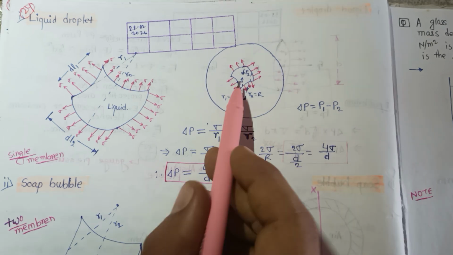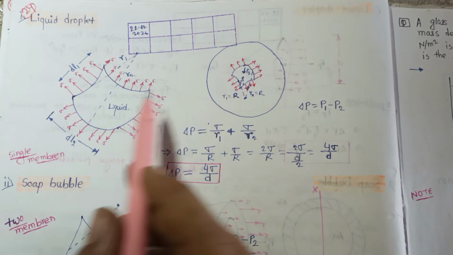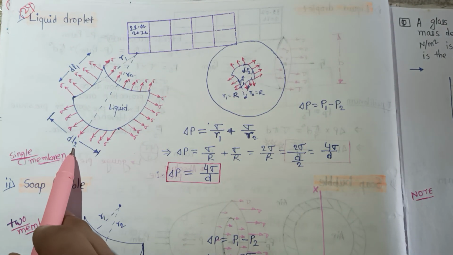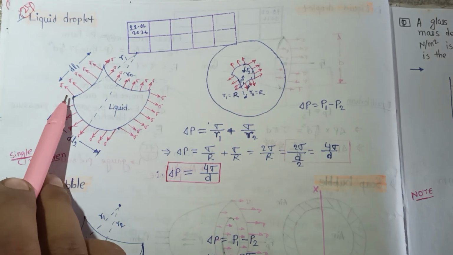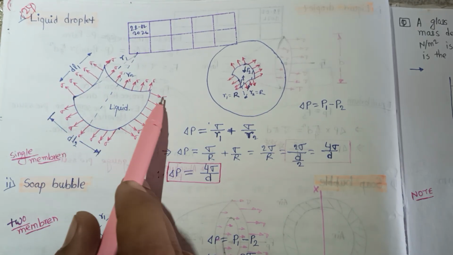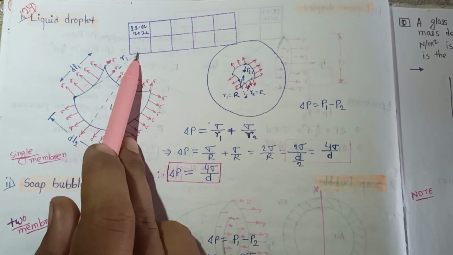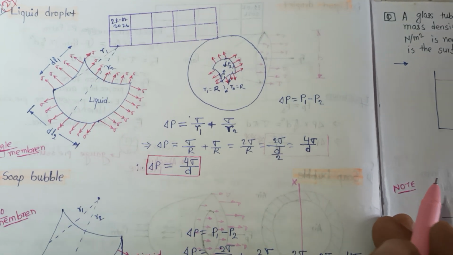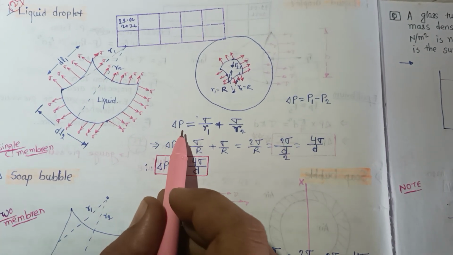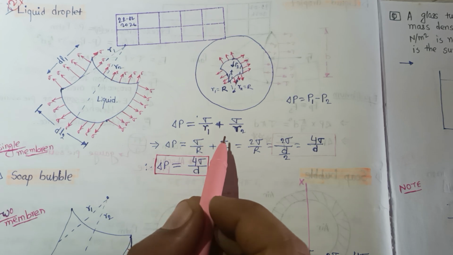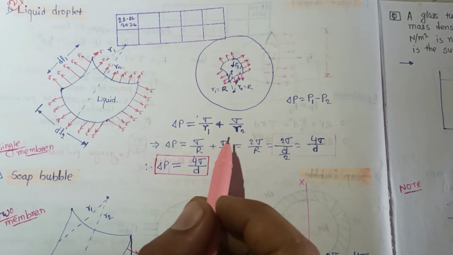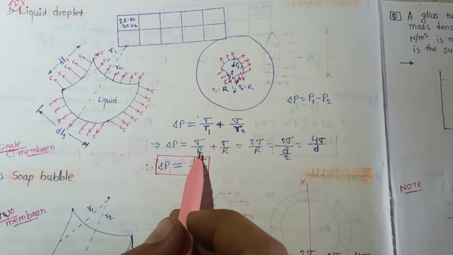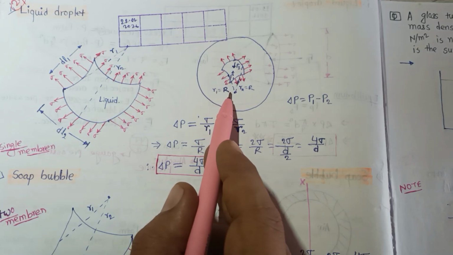Now if you see the enlarged view here, the distance is dl2 and here the distance is dl1, and surface tension is acting on the surface. The radius here is r1 and here the radius is r2. For delta P, the standard formula is delta P equal to sigma by r1 plus sigma by r2, where r1 is the radius of the sphere.